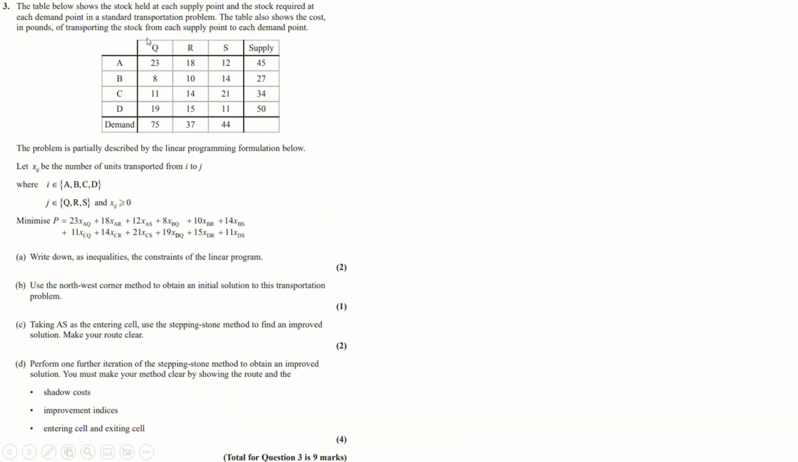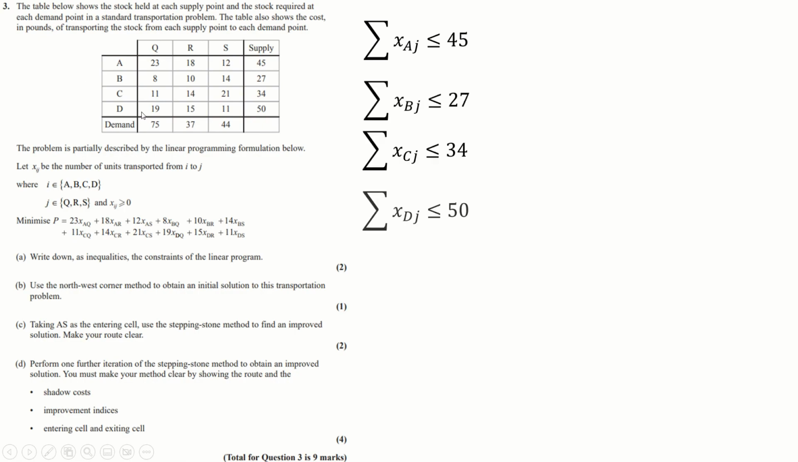Question 3 then, so this is a costing table, so this is how much it costs to transport from like A to Q, and then this is saying A can supply at most 45 things, and Q needs at least 75 things. All it's asking you to do to write as inequalities is just to say, well, the things coming out of A need to add up to no more than 45, because that's the maximum A can supply. So the things from A to any of the other places, Q, R, S, need to add up to at most 45. It's as much as A can supply. And likewise for B, C, and D, just with their relevant numbers.